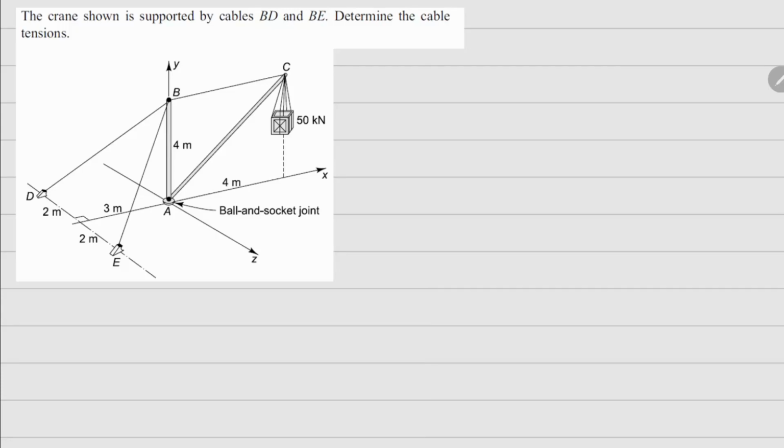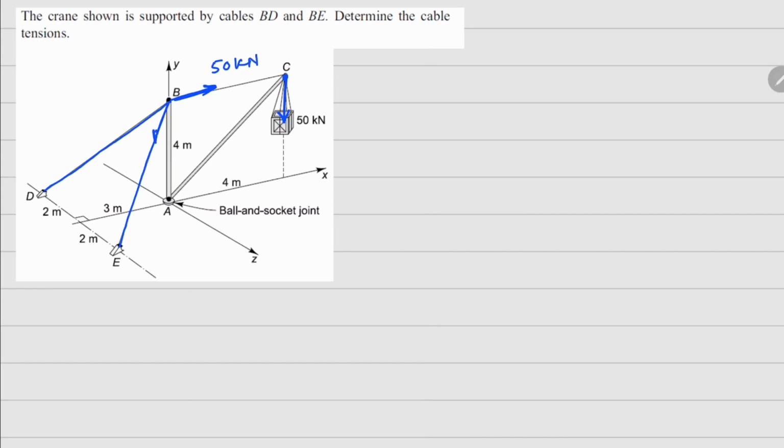This problem is 1.30. It says a crane is shown supported by two cables, cable BD right here and cable BE, and we have to figure out the forces in these cables, right? And there is a 50 kilonewton weight hanging right here. So since this is coming through this cable here, the tension right here is going to be 50 kilonewtons there, okay?